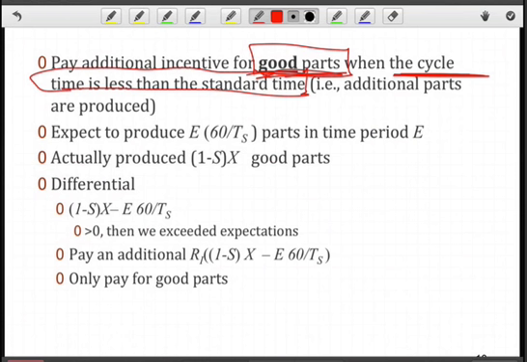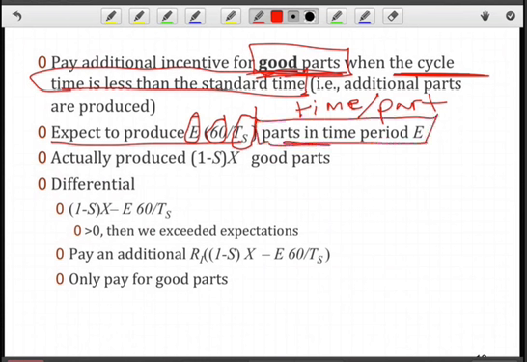So if I look at what I'm expecting to produce, I take my time horizon, times 60, I'm converting to minutes here because my standard time and cycle time typically are in minutes. And then I'll divide through by the time per part. Now note this is standard time. This is what you are expecting. The units on standard time, time per part. So you can see if we divide time per part into the number of minutes, we'll end up with the number of parts in time period E.